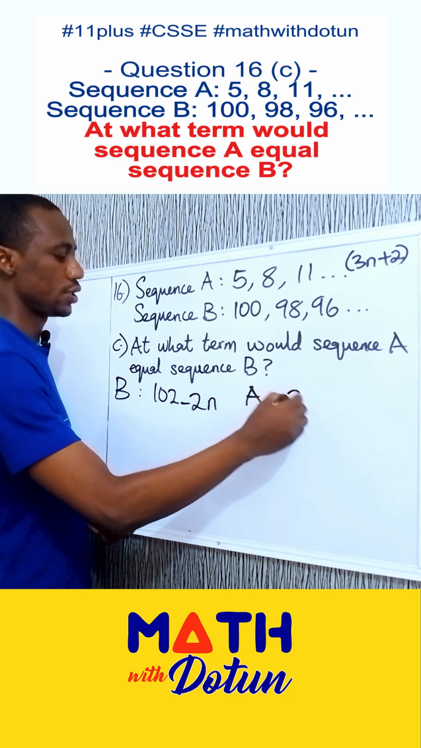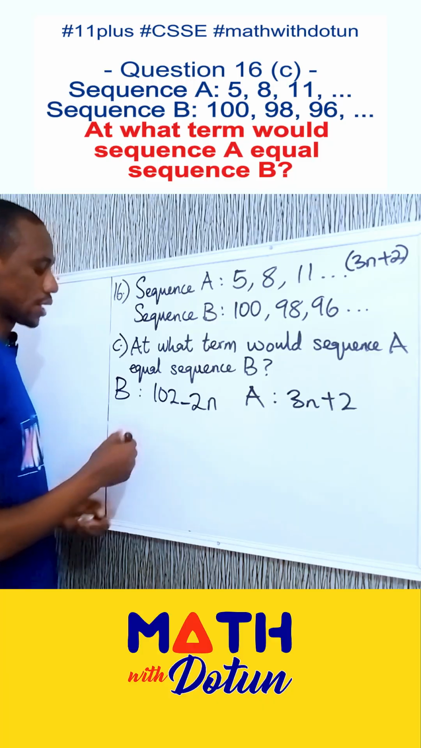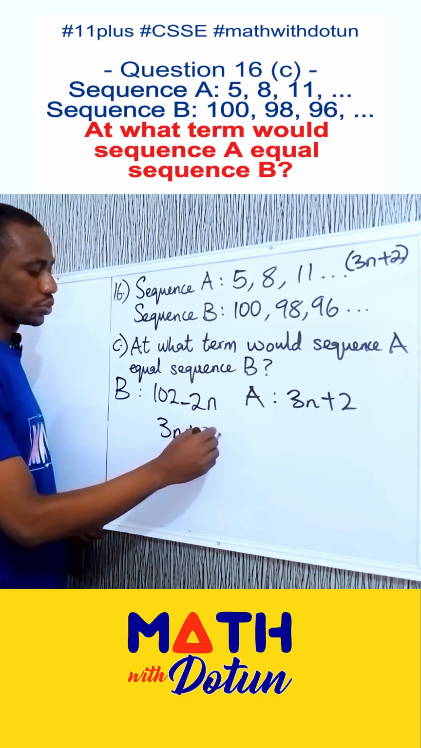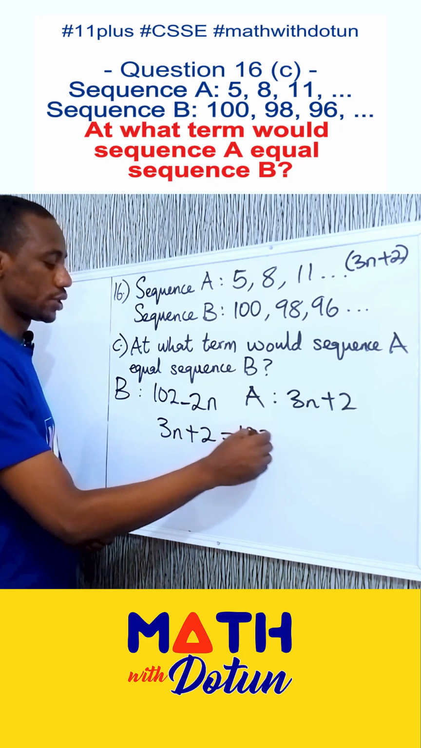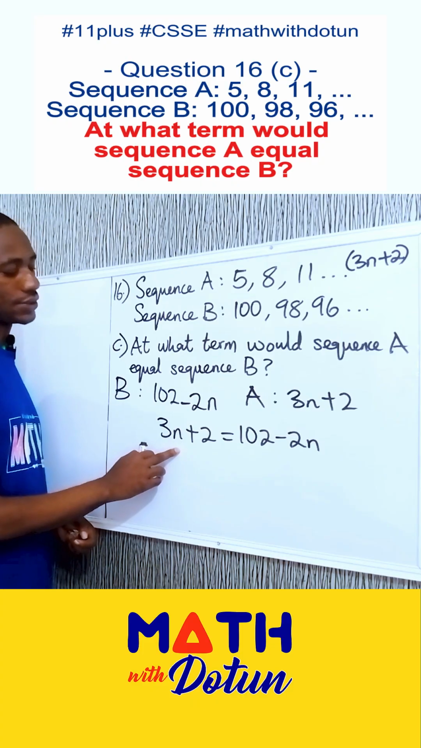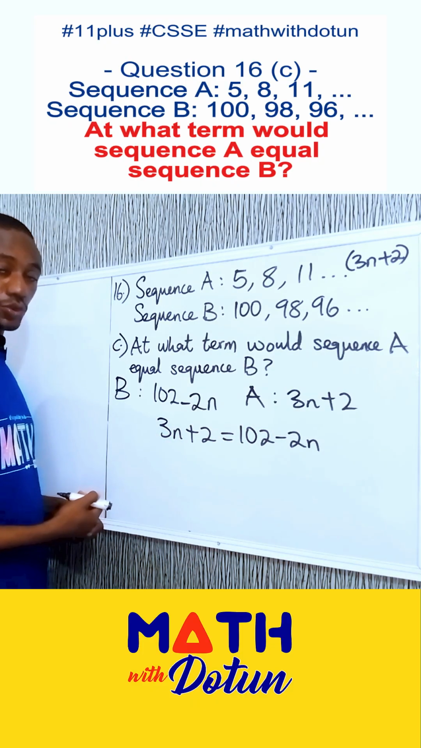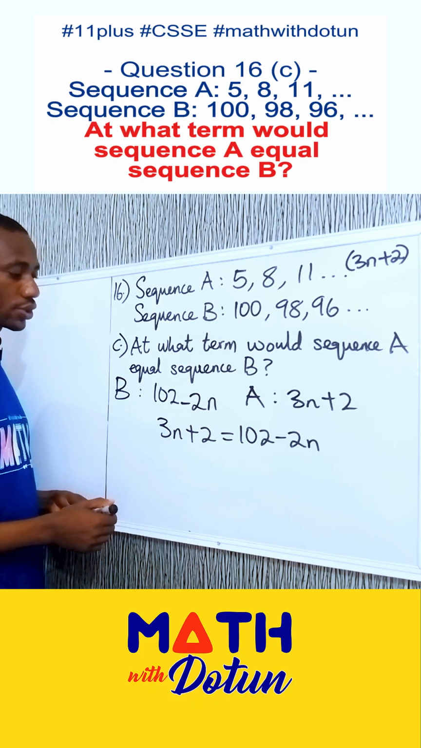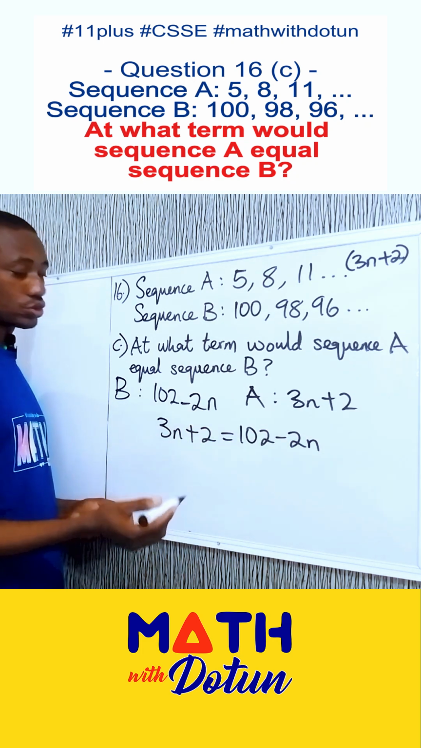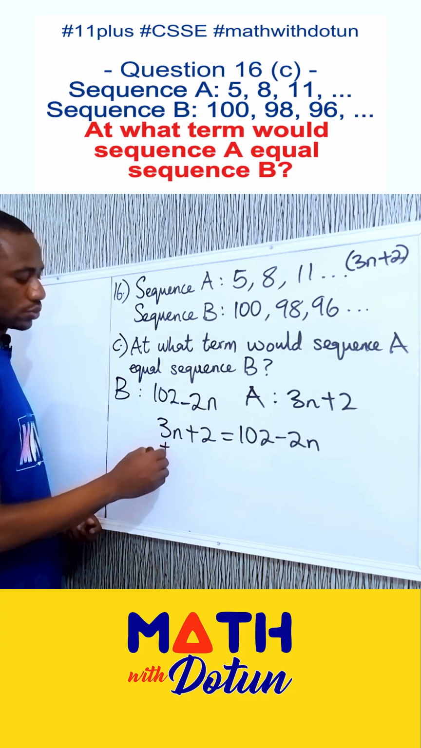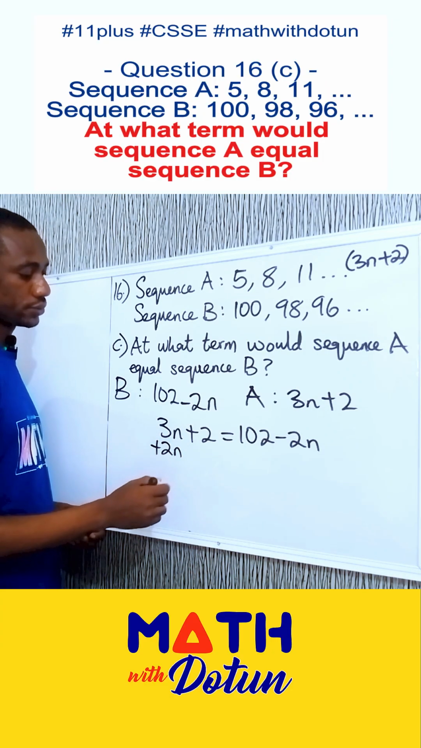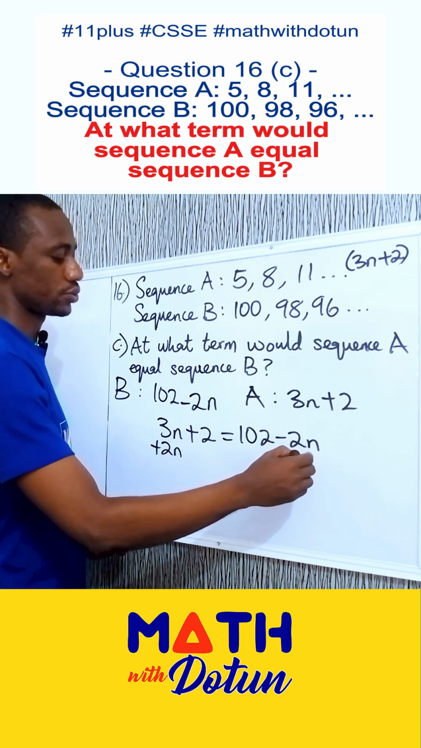This A is 3n plus 2. So we equate that and then we'll find the value of n. So we're doing 3n plus 2 equals 102 minus 2n. So it is at this n that the two sequences will be equal. So what are we going to do? For us to take this 2n to this other side, we can add 2n to both sides. So we'll do plus 2n, and then here we also do plus 2n.